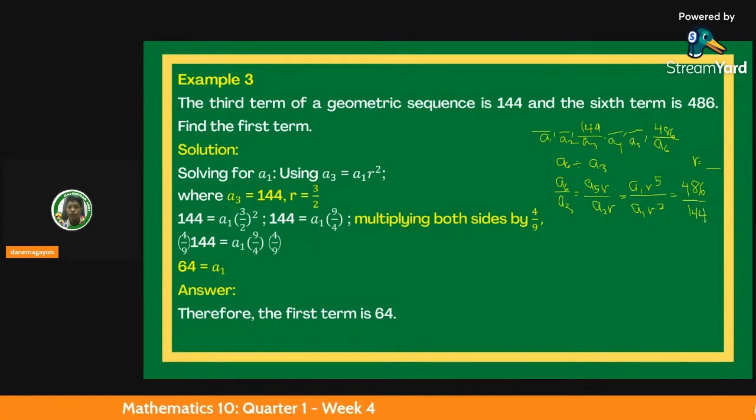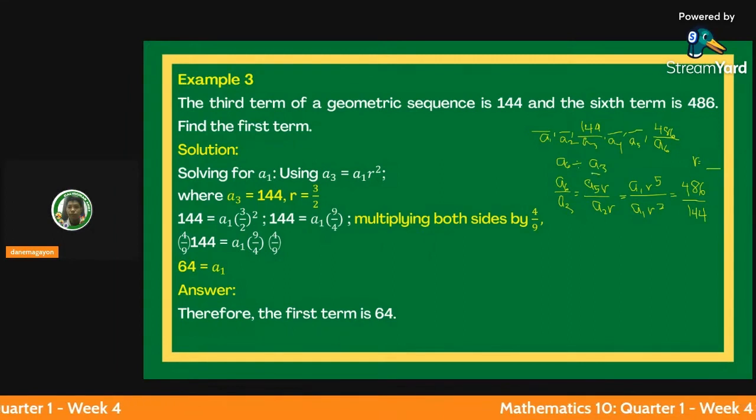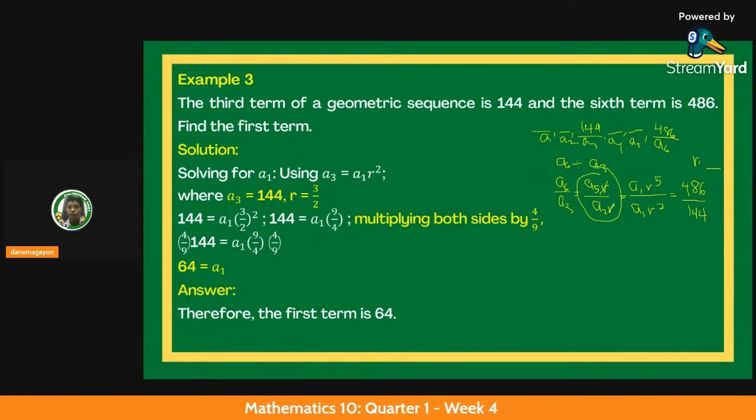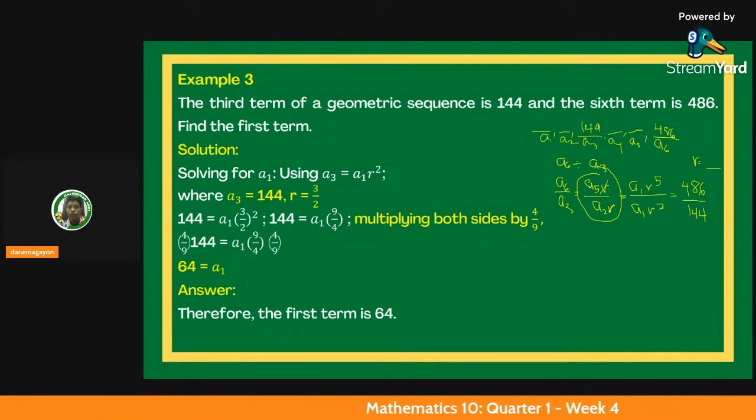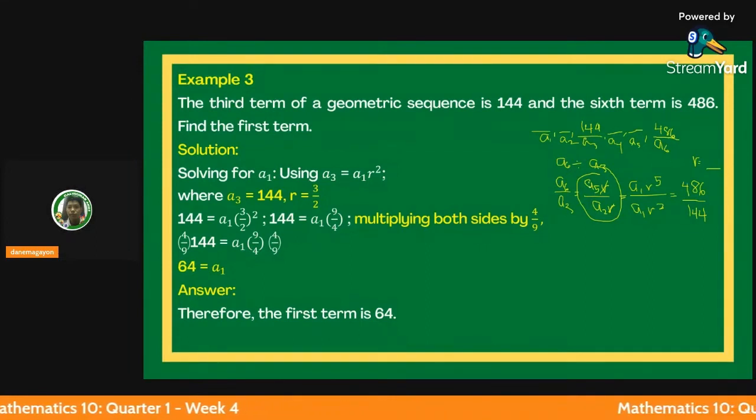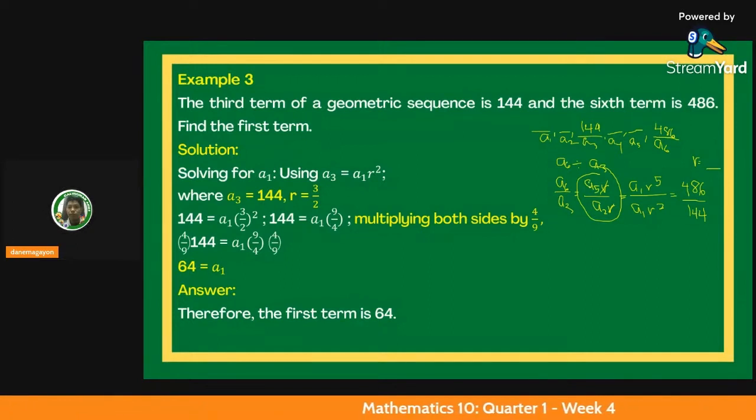Ayan na, this will be equal to 144. Actually, dito sa case na to, kung ipipilit natin, we can cancel out yung R and R. Ang problem natin, hindi naman siya makakatulong totally because we don't know the value of A sub 5 and A sub 2. Ayun yung problem doon. Kaya napilitan tayo na i-transform yung certain equation in terms of A sub 1.